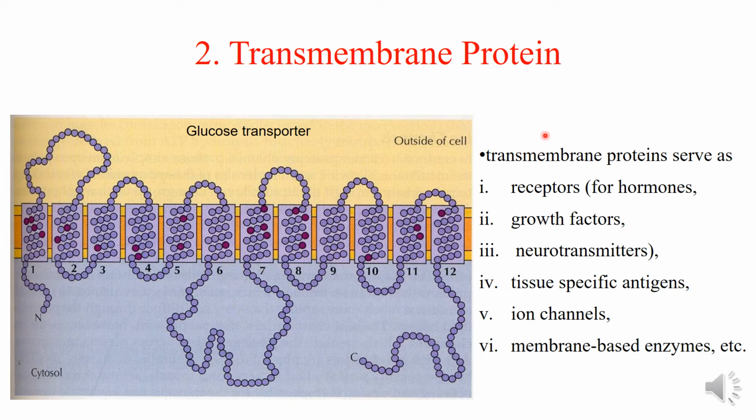Now the transmembrane proteins are, as you can see here, this is the phospholipid bilayer and this is one protein. This whole thing is a single protein which is spanning the membrane, crossing this bilayer 12 times. Because the same protein is crossing the membrane more than once, it is known as a transmembrane protein. Transmembrane proteins generally serve as receptors for hormones and growth factors. They also serve as receptors for neurotransmitters and tissue specific antigens. Transmembrane proteins also form ion channels, and they may also be membrane based enzymes.